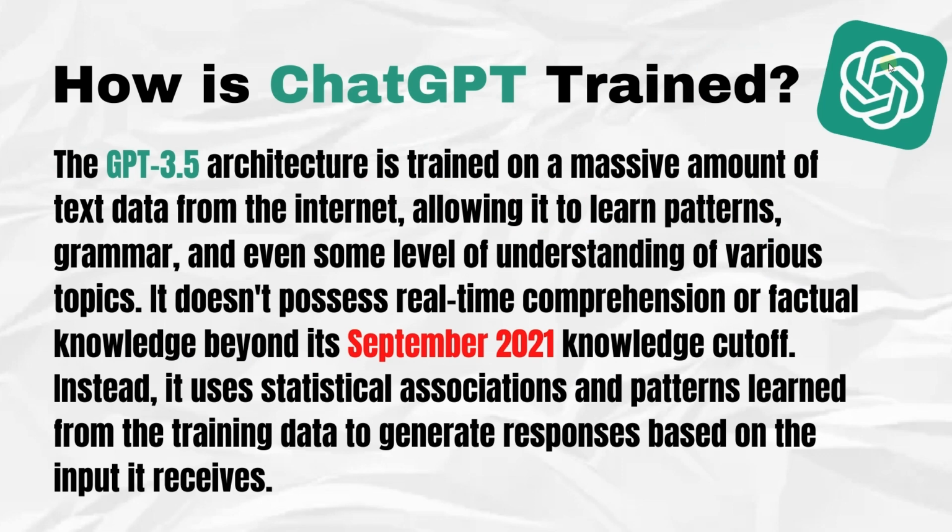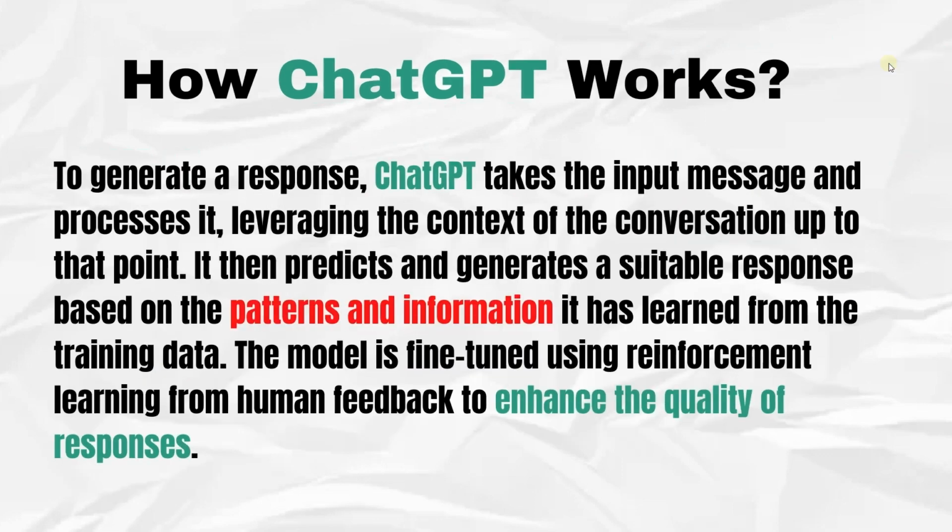Let's get into some more detail as well. So how does ChatGPT work? To generate a response, ChatGPT takes the input message or prompt, and it processes it, leveraging the context of the conversation up to that point. Then it predicts and generates a suitable response based on the patterns and information it has learned from the training data, like we previously discussed. The model is fine-tuned using reinforcement learning from human feedback to enhance the quality of responses. So this is how it improves the quality of responses.